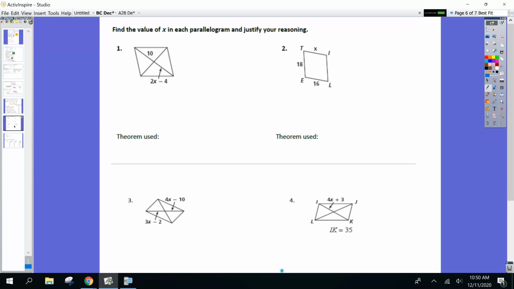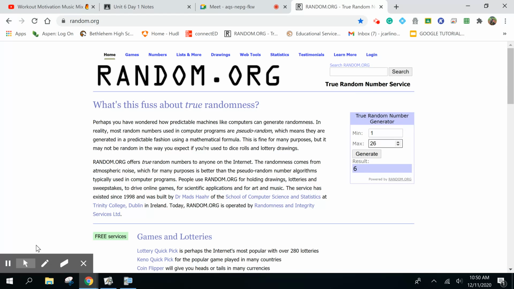So I got number one, just find x. That's it, find x. So just so you know, 10 is referring to this piece of the diagonal right there. That's 10 right there. Okay, I need an equation and be ready to back yourself up. All right, first, equation. Here we go.